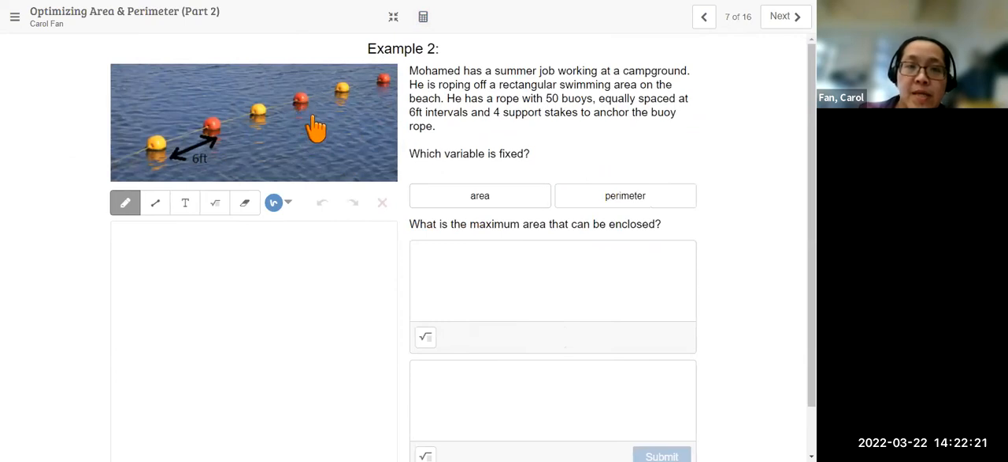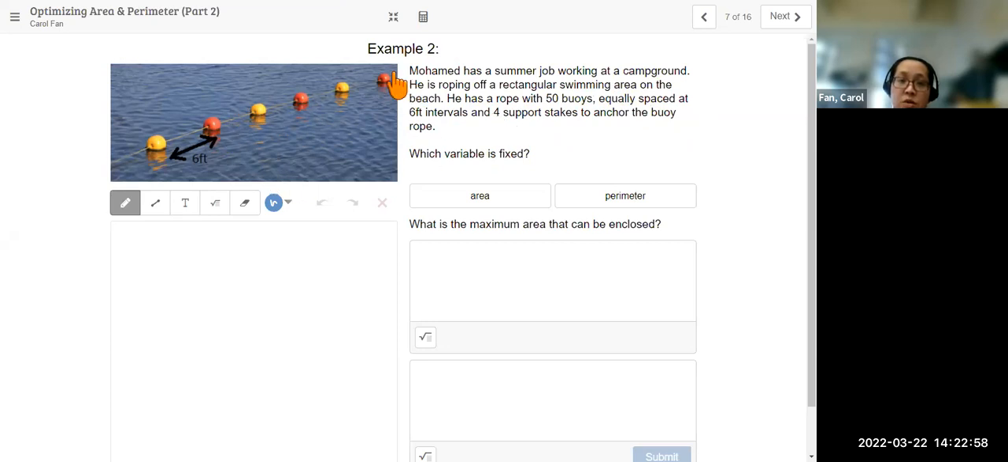Okay, let's take a look at this question now. This question is something that we did yesterday. So let's say Mohammed has a summer job working at a campground. He's roping off a rectangular swimming area on the beach, and he has a rope with 50 buoys. So these are the buoys. Each of them are evenly spaced at 6 feet intervals, and there's 4 support stakes to anchor the buoy ropes down. Ignore this part, it is completely irrelevant to the question.